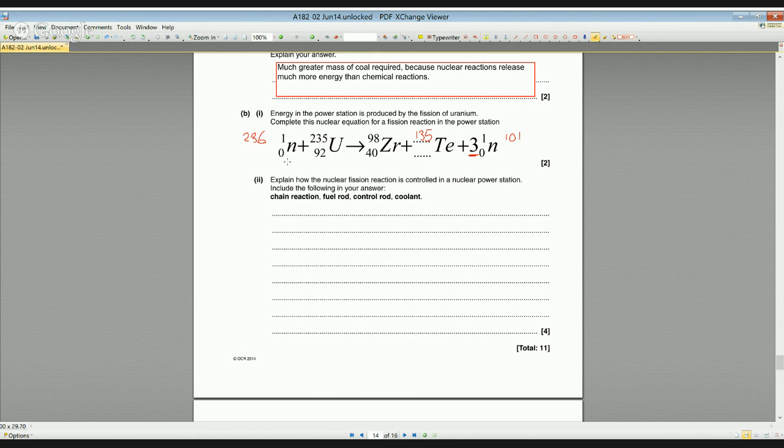And on the bottom, the proton number, 0 plus 92 is obviously 92. So we need to get 92 here as well. Well, we've got 3 times 0. Neutrons don't have any charge, so their proton number is 0. So we've only got 40 on this side at the moment, so we need to make that 40 up to 92. So we're going to do that by adding 52. So that gives us our atom here, which is 135 52.